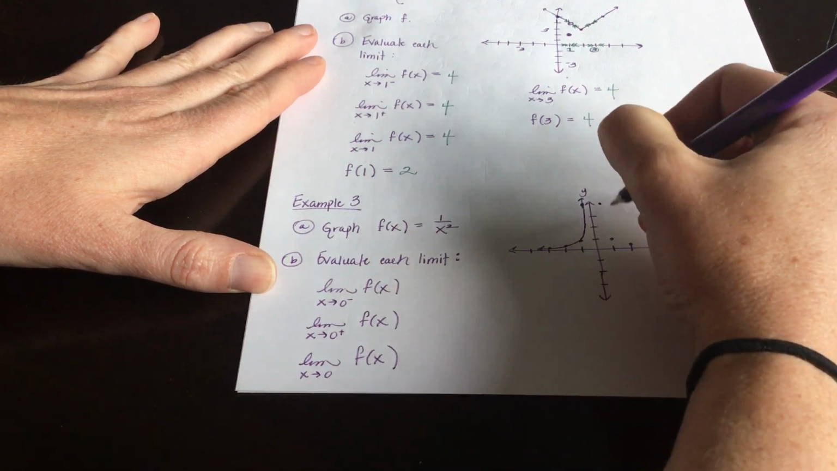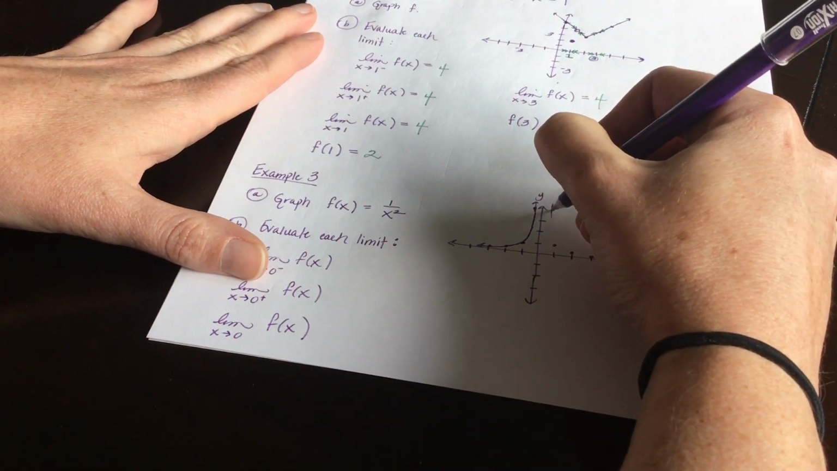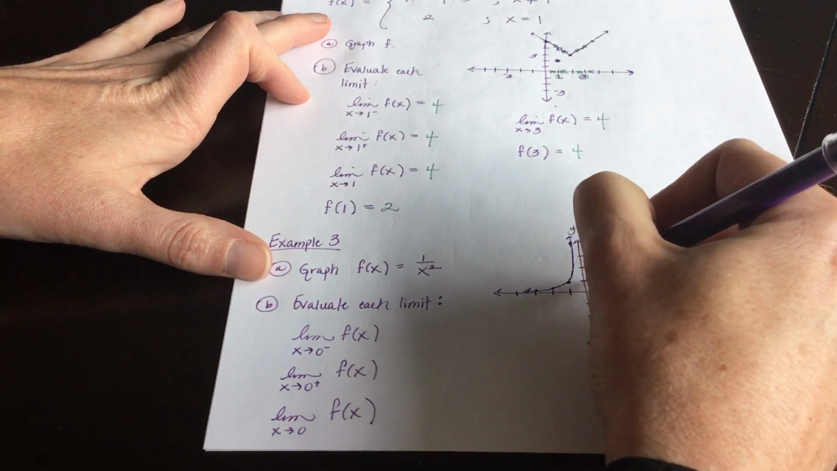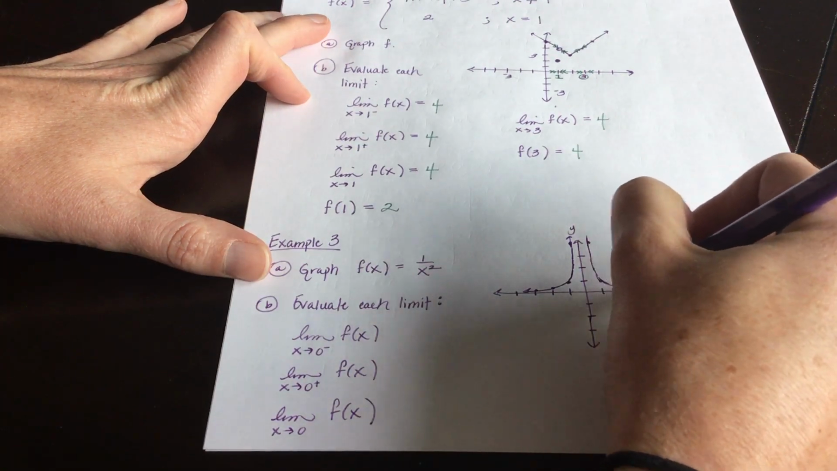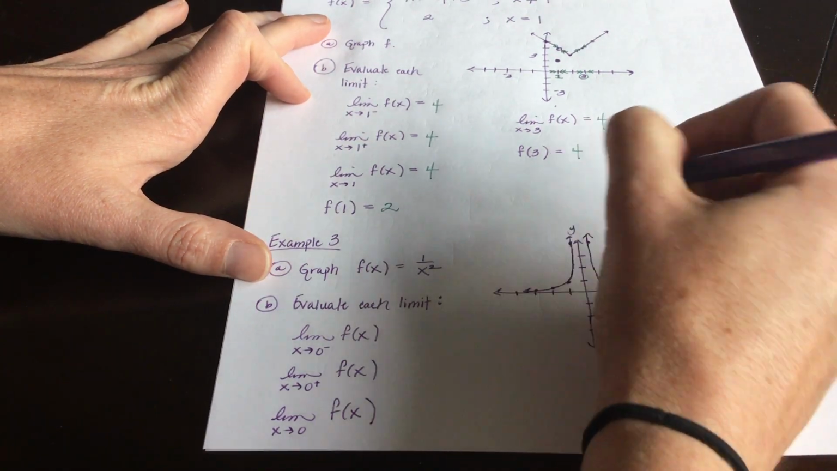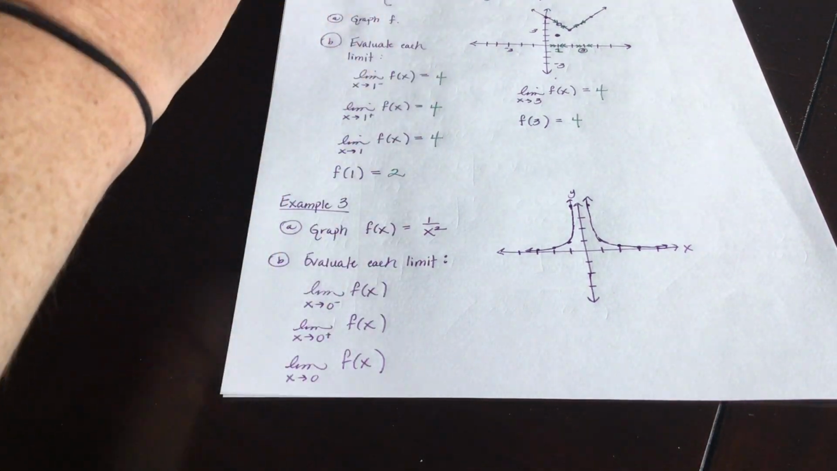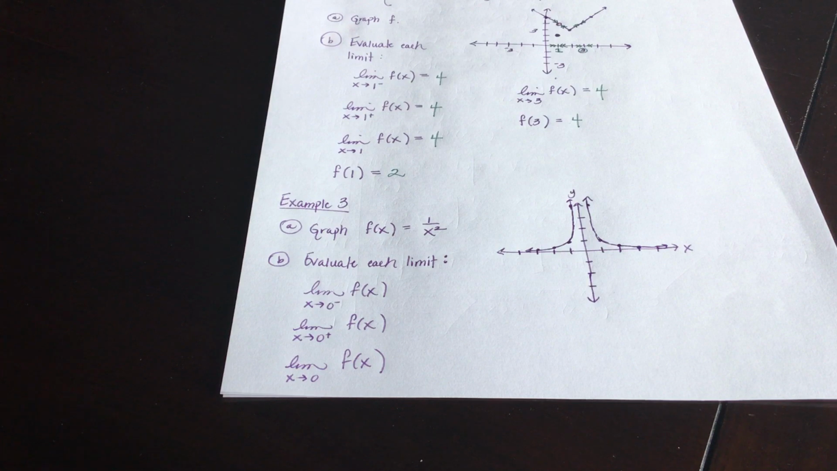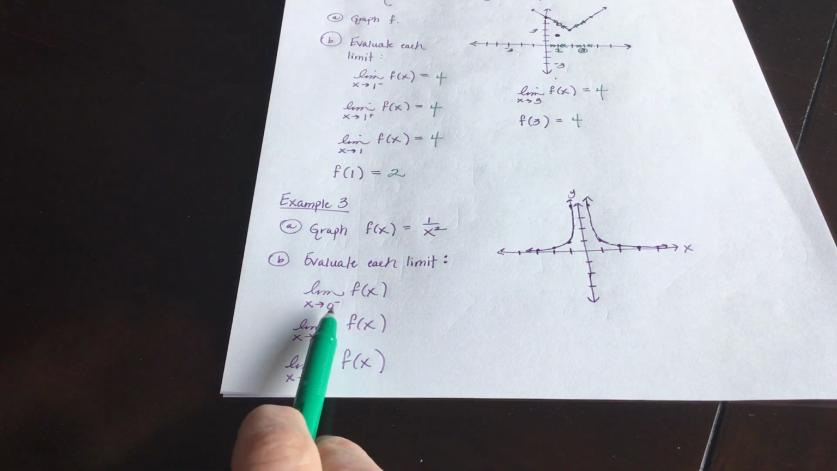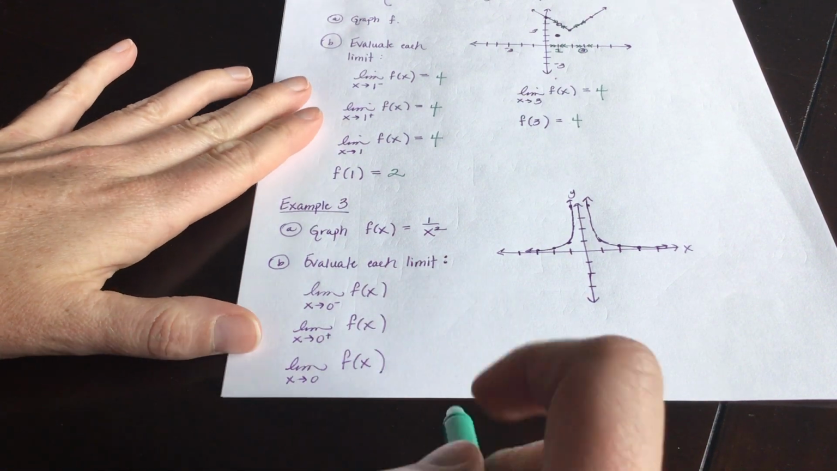So the graph of 1 over x squared has a vertical asymptote at 0, which is why all of your limit expressions are asking about the target number of 0, because that's kind of the most interesting place to start asking questions about for this graph. Okay, so evaluating each limit. Limit as x approaches 0 from the left of this function.